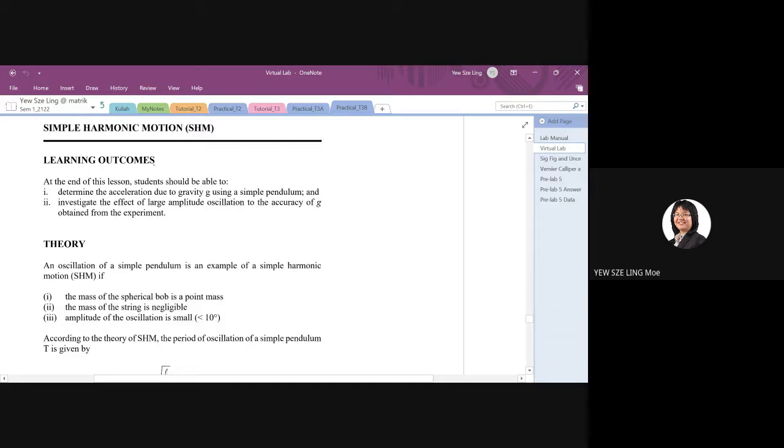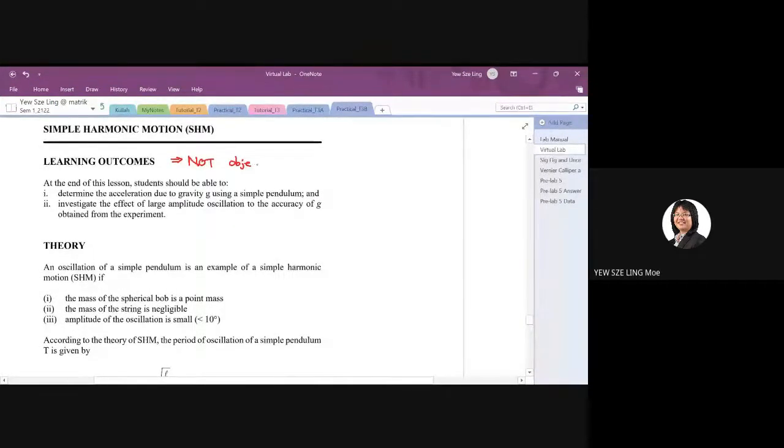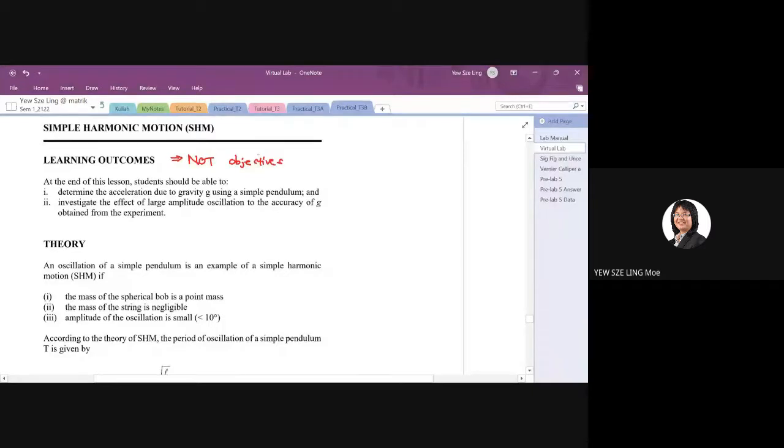The learning outcome, remember, learning outcome is not objective. All right, still got students using it as objective in a report writing. So this is wrong. If you use it as an objective in a report writing, then you're going to get 0 mark for your objective. Okay, 0 mark for objective.